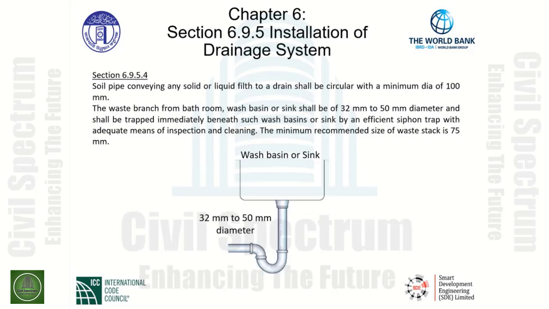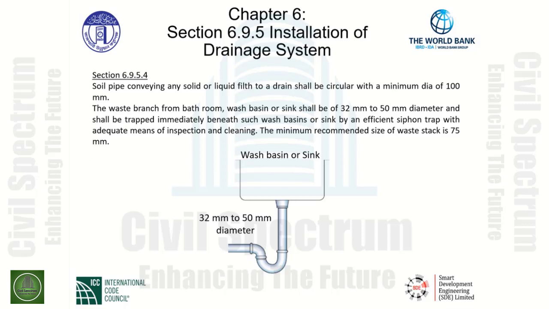Section 6.9.5.4, soil pipe conveying any solid or liquid filth to a drain shall be circular with a minimum diameter of 100 millimeters. The waste branch from bathroom, wash basin, or sink shall be of 32 millimeter to 50 millimeter diameter and shall be trapped immediately beneath such wash basins or sink by an efficient siphon trap with adequate means of inspection and cleaning. The minimum recommended size of waste stack is 75 millimeters.